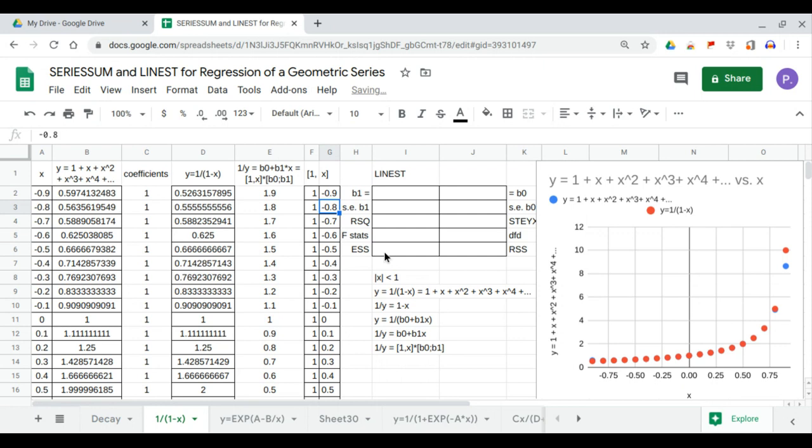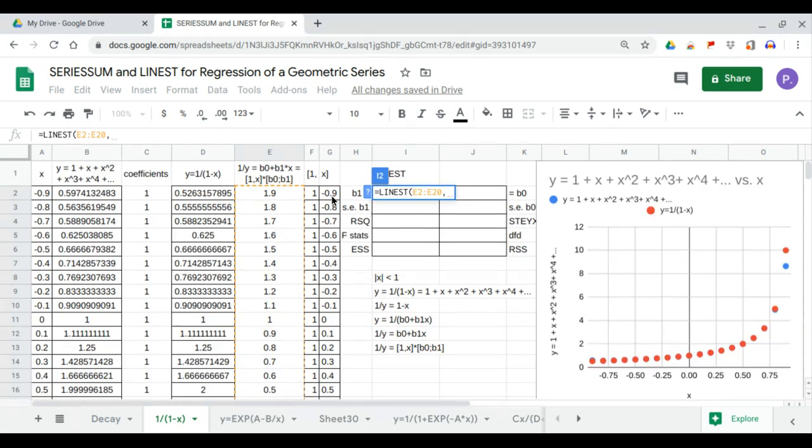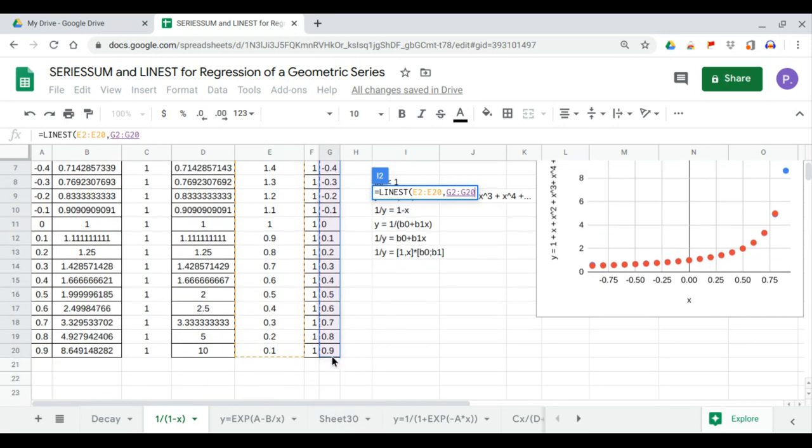Now that we have this column, we can use LINEST. The LINEST will take the data y, the linearized data y, and data x. And we show the full statistics.